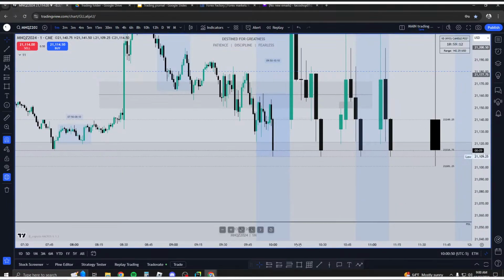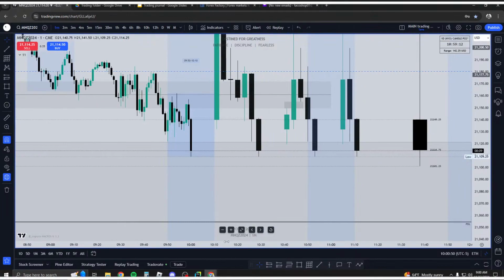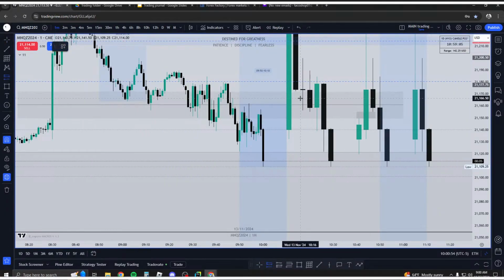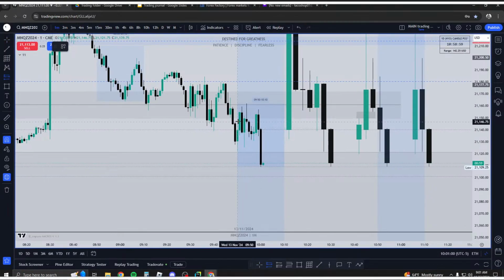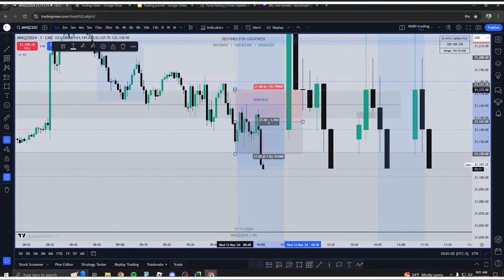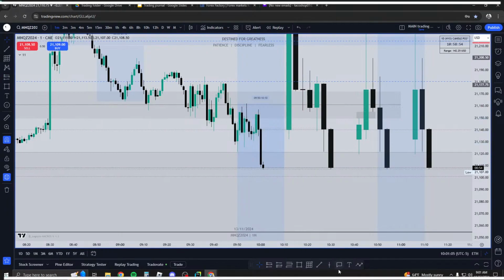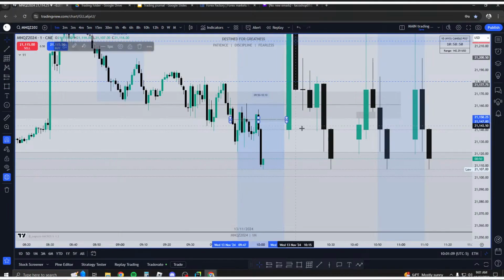Like I said before, there's no displacement here. If you're going to take an entry, where are you entering off of? At 10 o'clock, we didn't even trade up into at least this small 1 minute fair value gap.